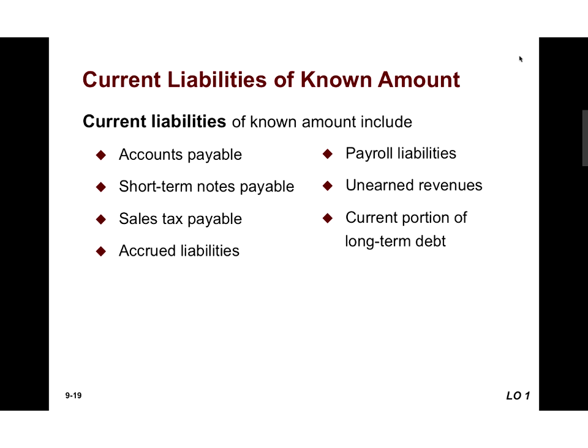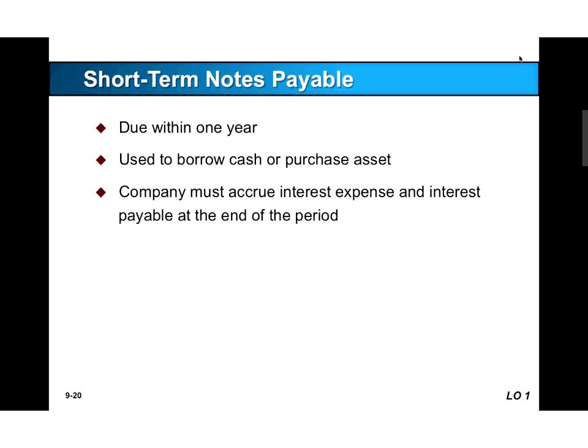But these are current liabilities, known amounts, and known amounts means we know the amount with precision. There's no guessing involved. There's no estimating. Here's the amount we owe. So we're going to start with short-term notes payable.